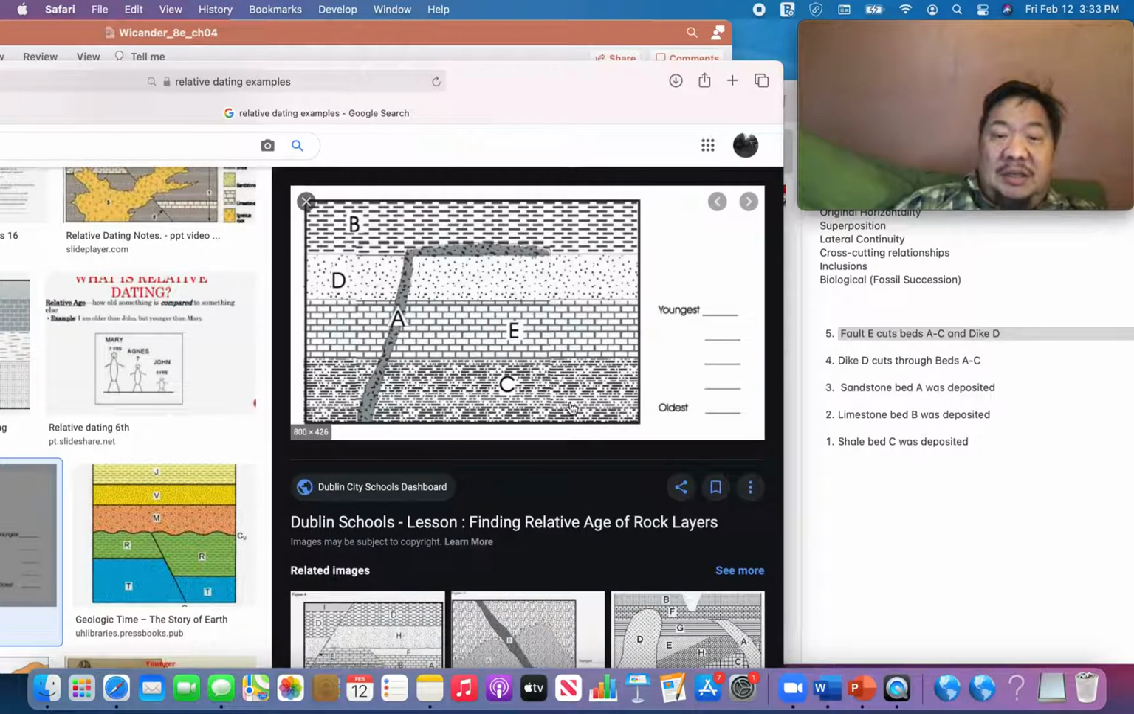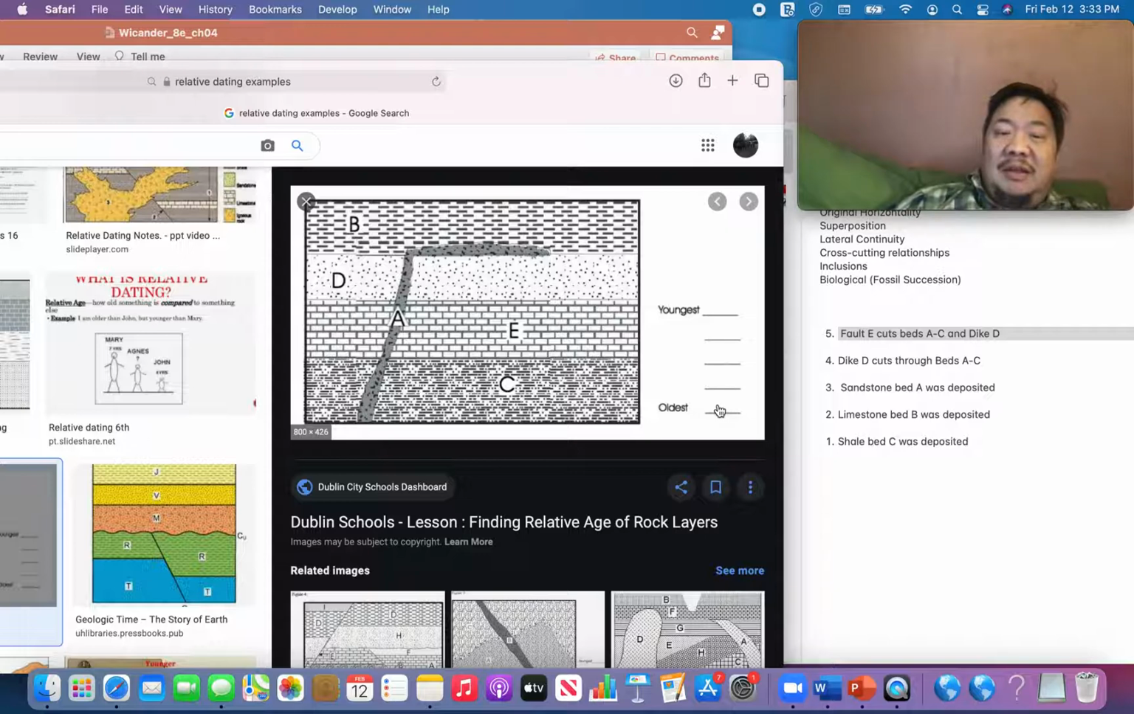These dashes, when you have dash, dot, like that, that's siltstone. And brick pattern, limestone. Dots, sandstone. Dashes, shale. And this is igneous. This is a dike and a sill. What happened first? What would you write down here?